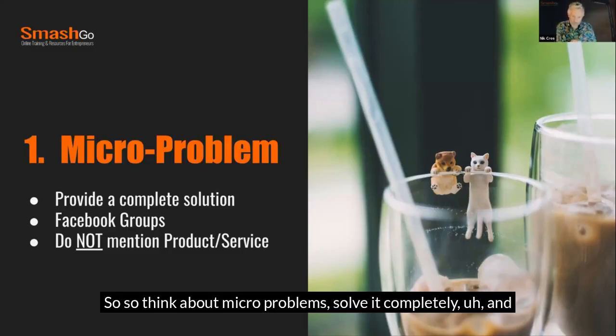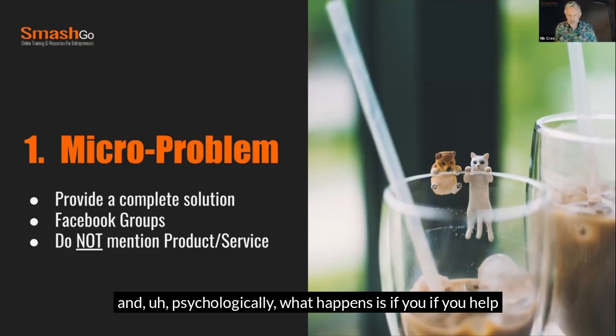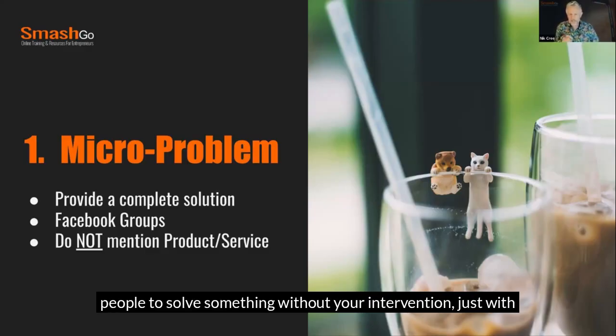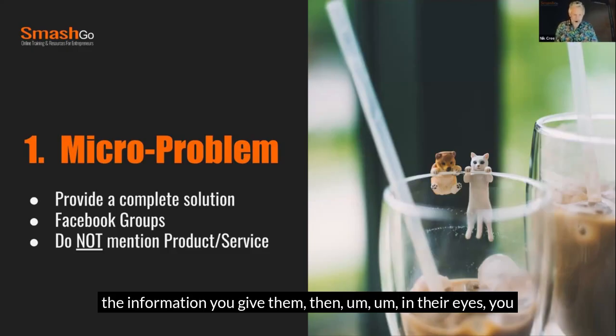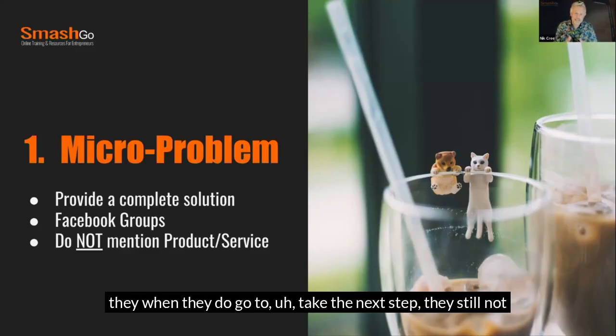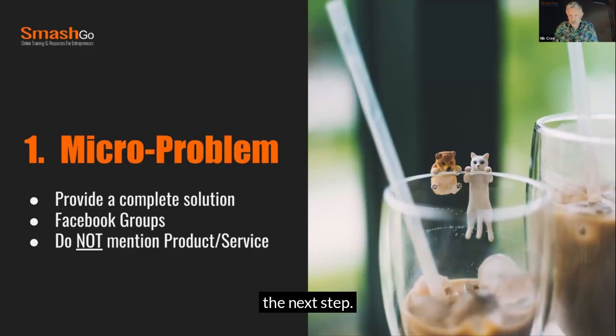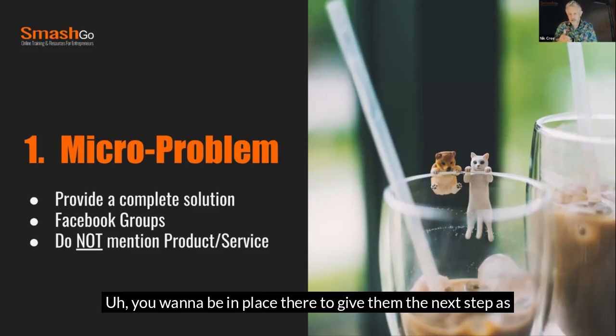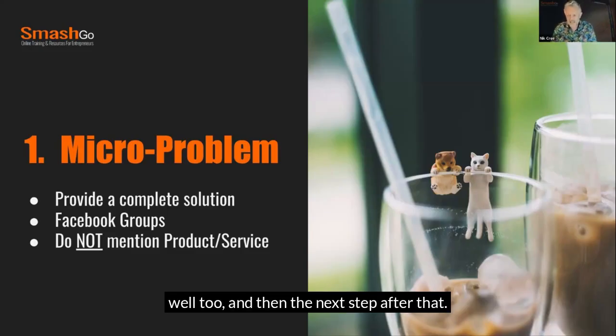So think about micro problems, solve them completely, and psychologically what happens there is if you help people to solve something without your intervention, just with the information you give them, then in their eyes you become the expert, and in fact you become the go-to expert because nobody else has shown them this before. And when they do go to take the next step, they still might not be ready for the full step yet, but you take them to the next step. You want to be in place there to give them the next step as well, and then the next step after that.